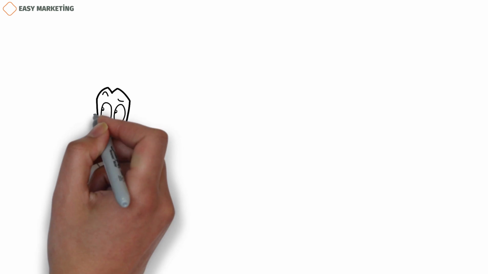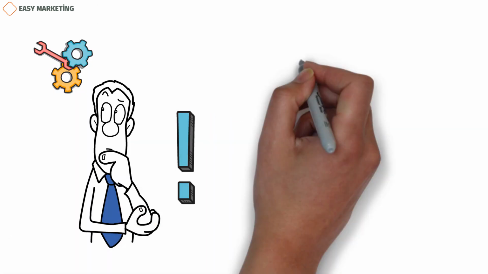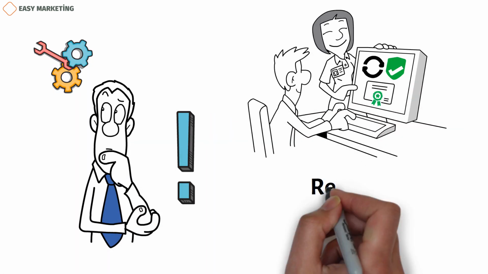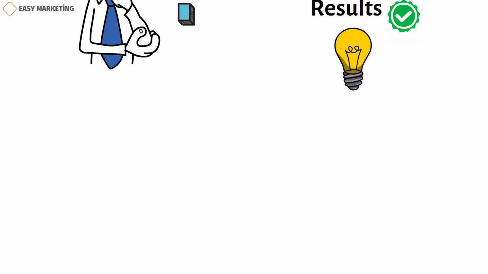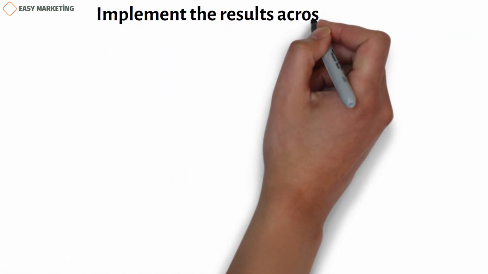How you run your tests is very important to getting accurate results, but what you do with the results is also very important. You should use the best performing version, but you can also use the results in other ways to improve how well your campaign works. Here are some ideas for how to use the results of your A/B tests. Implement the results across your site.